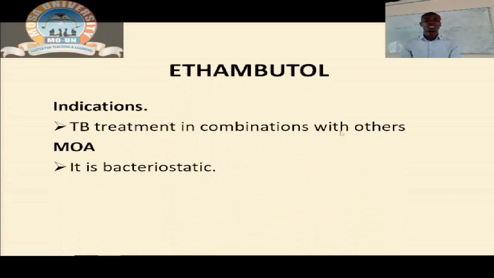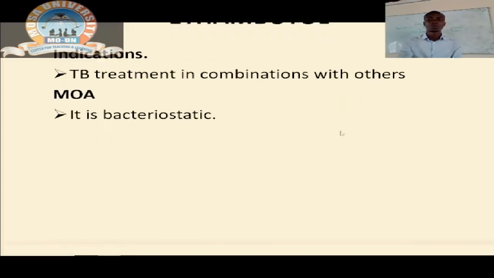Indication for ethambutol is that it is used in treatment with other drugs. The mode of action, this one is bacteriostatic, which means it inhibits the growth of bacteria. The mode of action of ethambutol is bacteriostatic. It just inhibits the growth of the bacteria.